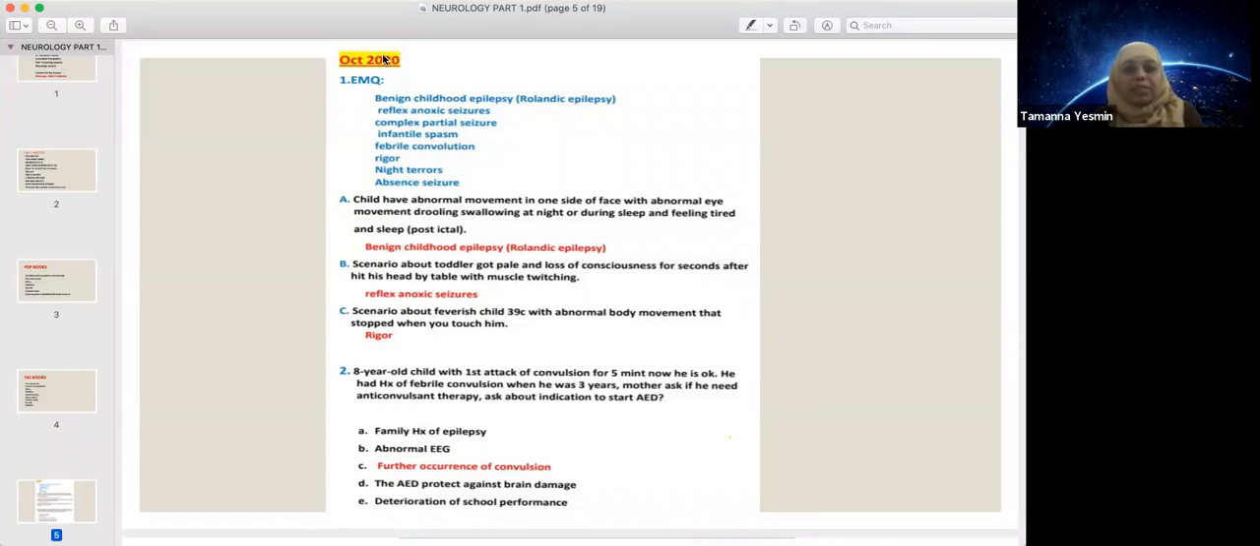The first question came in October 2020, the last exam. That was a child who had abnormal movement on one side of the face, abnormal eye movement, drooling, swallowing at night during sleep, and after the seizure, he felt tired. That is called post-ictal drowsiness. So what type of seizure is it?